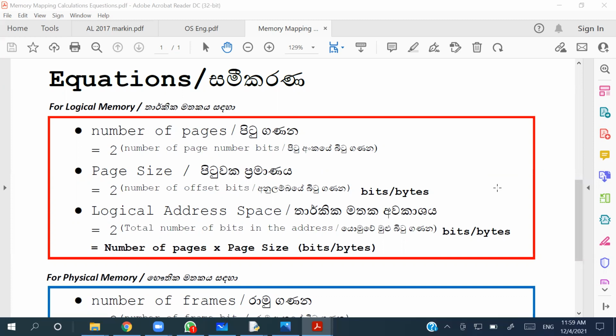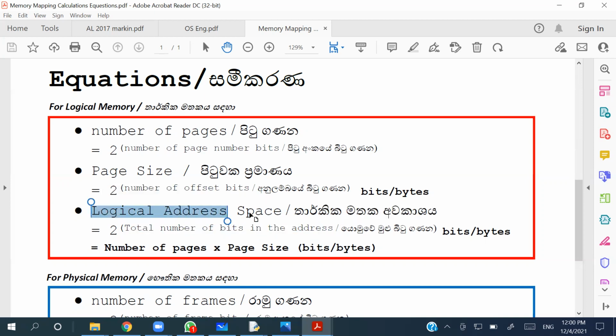But from that equation, you won't be able to find out the number of bits in the logical address. Yeah, Lalindi, that's the correct answer. That is correct. How about others? Yes, the equation should be this. My logical address space is equal to 2 to the power number of bits in the address.